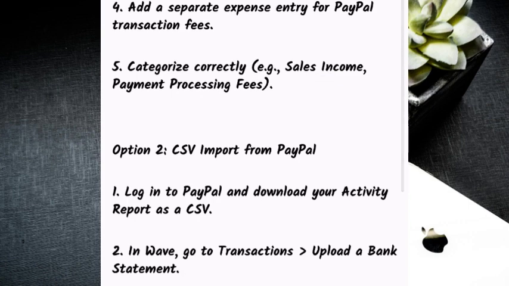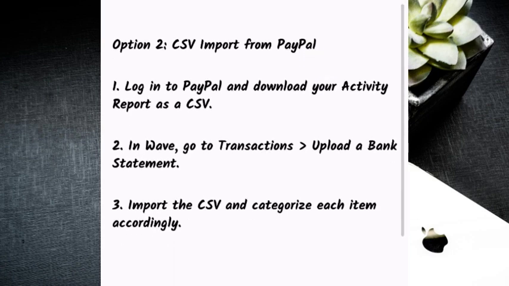The second option is CSV import from PayPal. Log into PayPal and download your activity report as a CSV. And then in Wave, go to transactions, upload a bank statement, and then import the CSV and categorize each item accordingly.